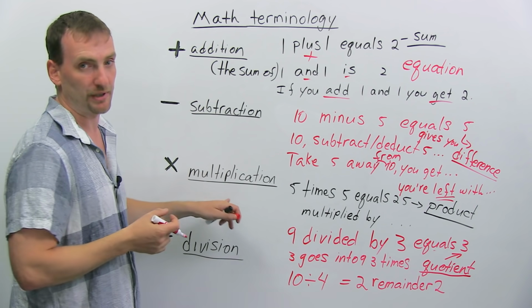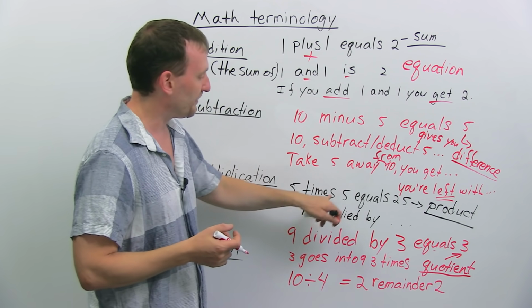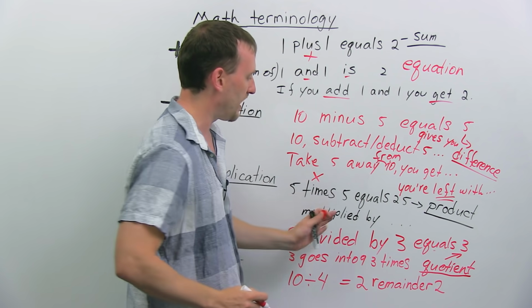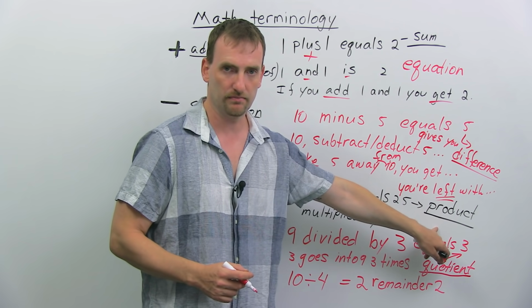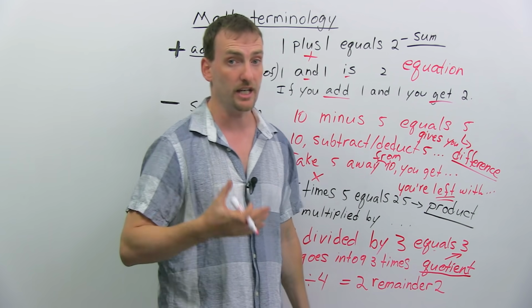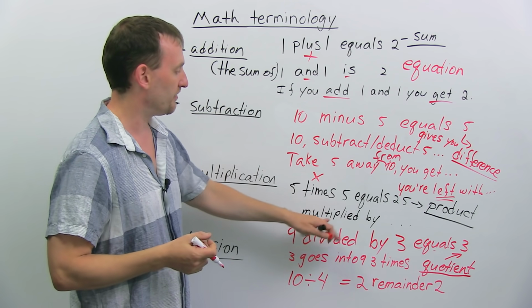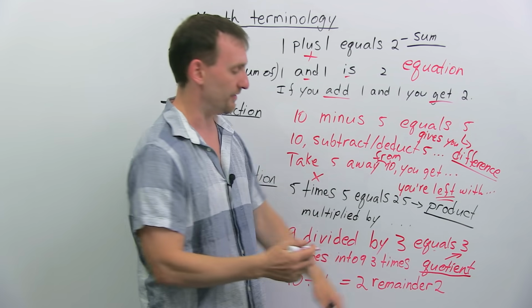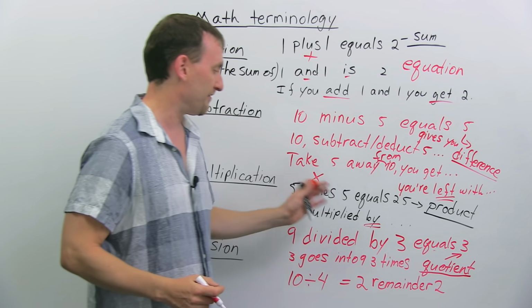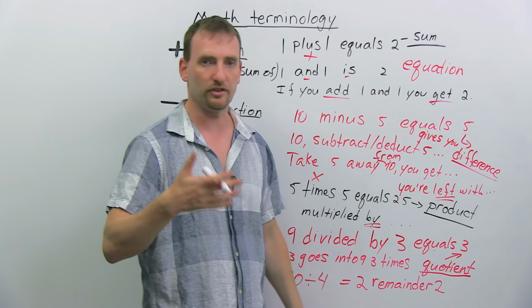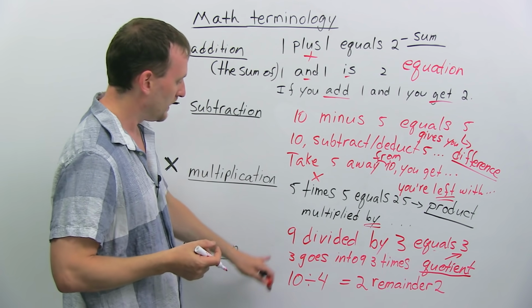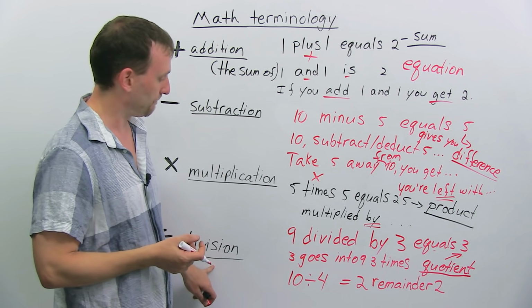Okay? Multiplication. 5 times 5 equals 25. 25 is the product. The answer to the multiplication, the product. 5 multiplied by 5. Don't forget the "by". 5 multiplied by 5 is 25. Is, gives you, gets, etc. Then we go to division.